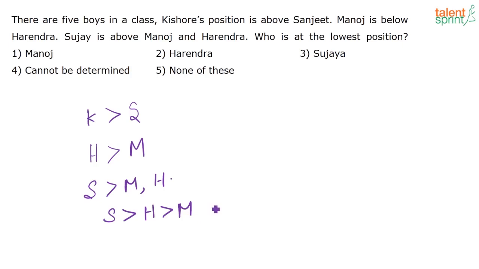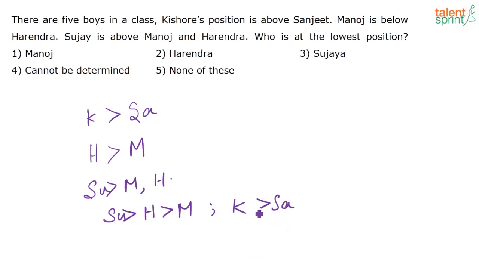See, we have only two pieces of information. Kishore is above Sanjeet. There are two S's, so let's not confuse. We'll put it as SA for Sanjeet, and this is SU, Sujay. But with these two, can we say who is at the lowest?